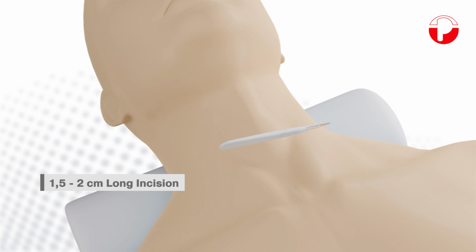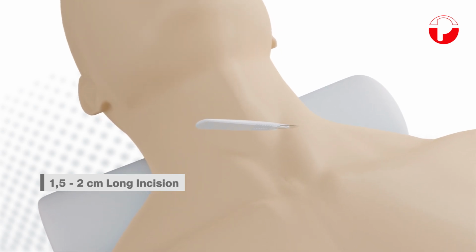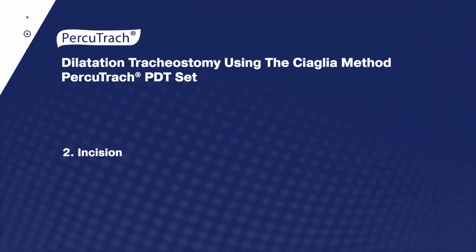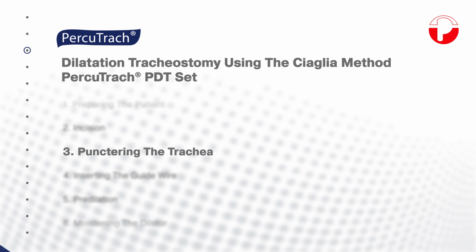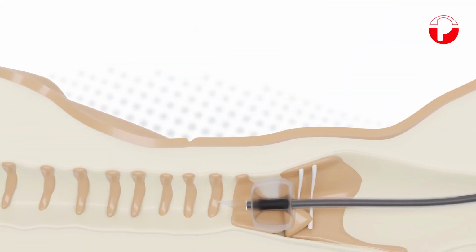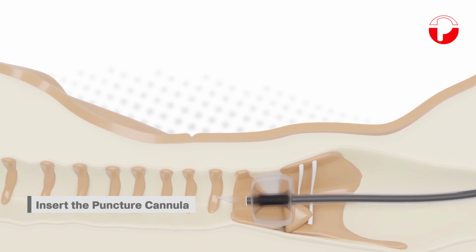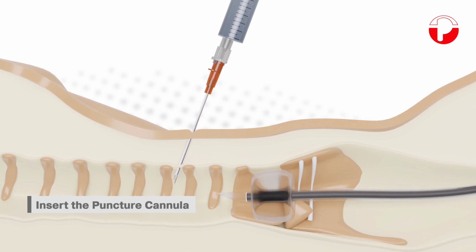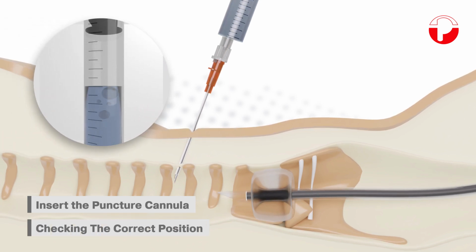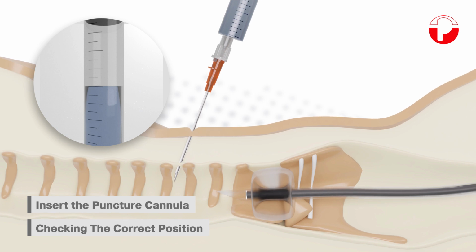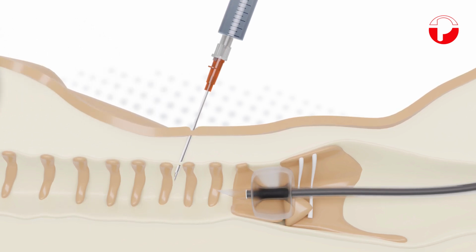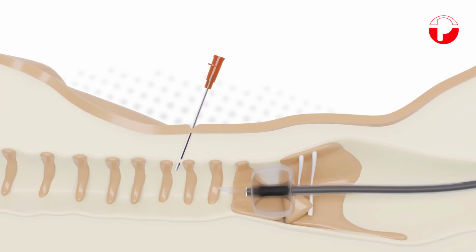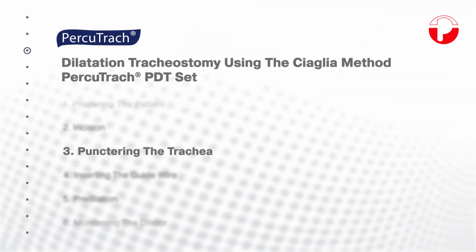Now a 1.5 to 2 centimeter long incision is made in the tracheal gap, and a blunt preparation of the trachea is performed. Now insert the puncture cannula with the catheter attached into the insertion site. Correct positioning can be checked by aspirating air bubbles using the attached syringe, which is partially filled with saline solution or sterile water. Then slide the puncture cannula out of the catheter and withdraw cannula and syringe, leaving the catheter in place. A kink-resistant Seldinger guide wire is now inserted into the catheter.